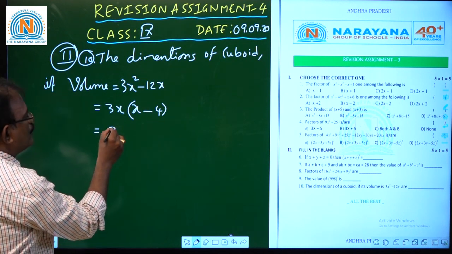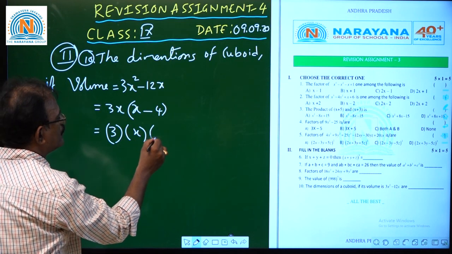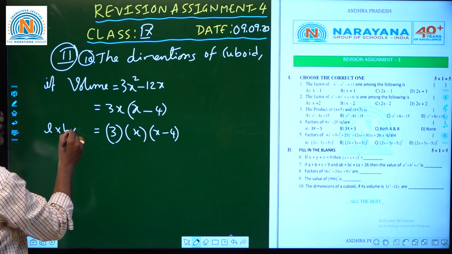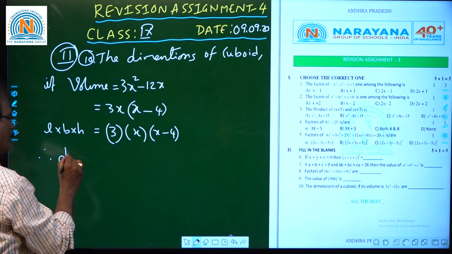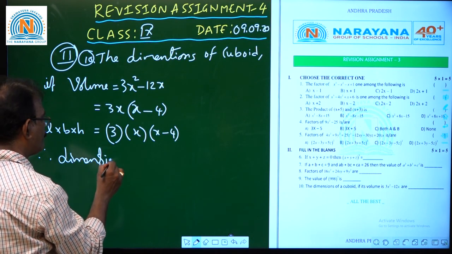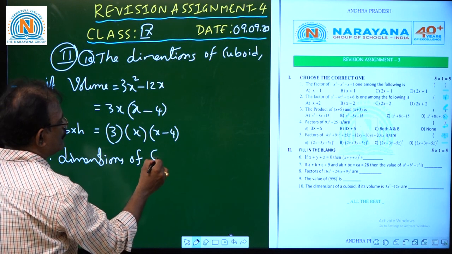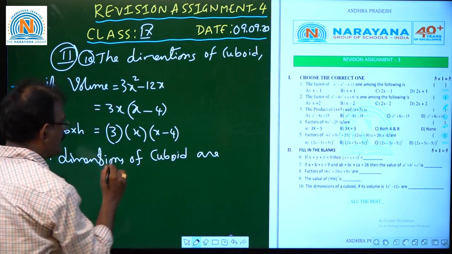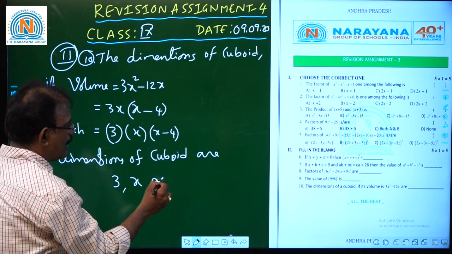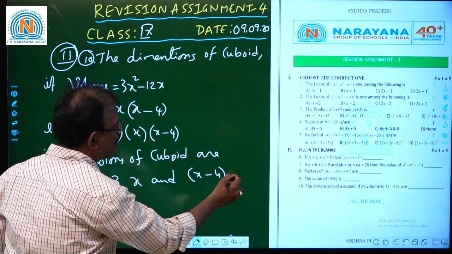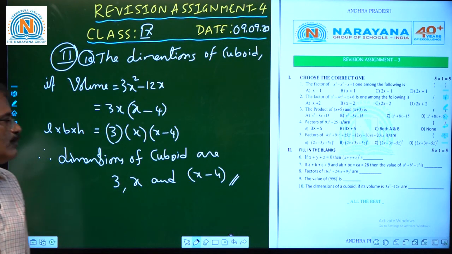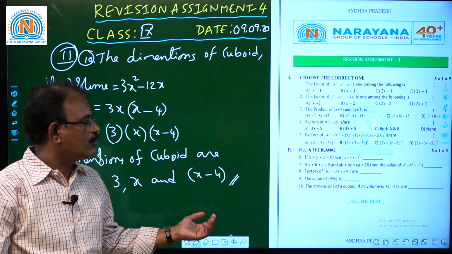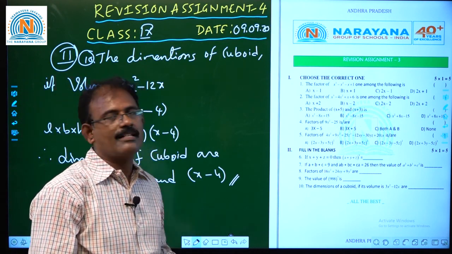So this is 1 unit, this is another unit, this is another unit. Generally the volume of a cuboid formula is l into b into h. Therefore the dimensions of the given cuboid are 3x and x minus 4. So these are the dimensions of the cuboid, children. Okay, so that's all for today's 9th class assignment.